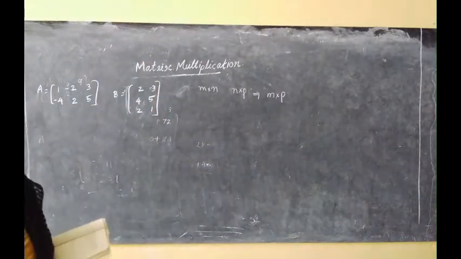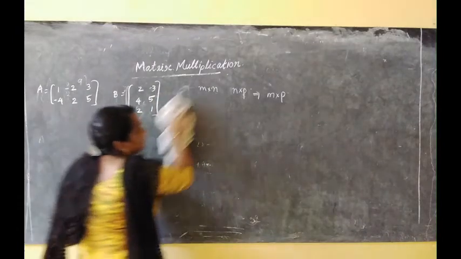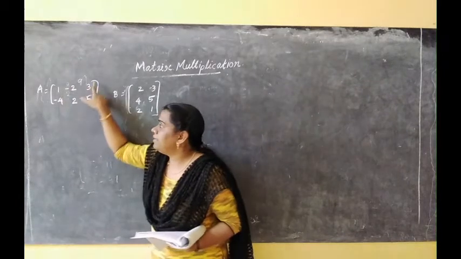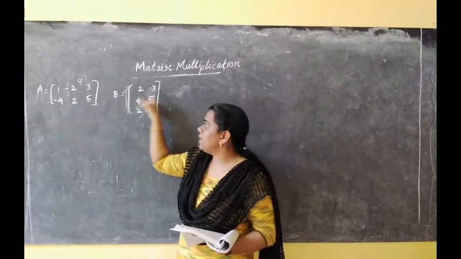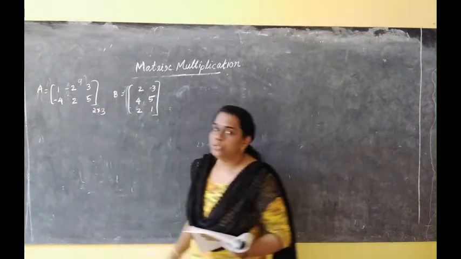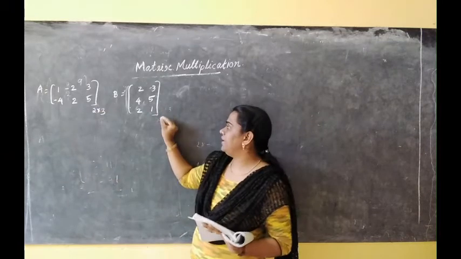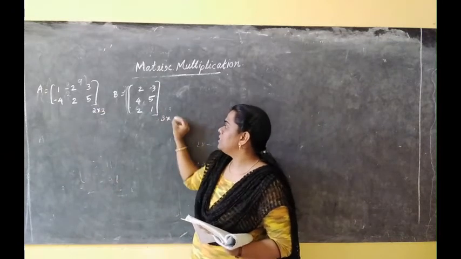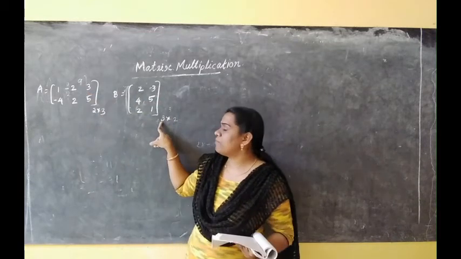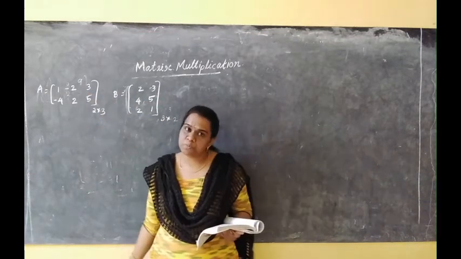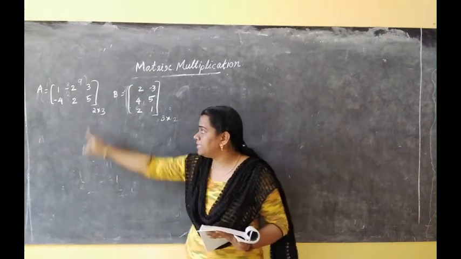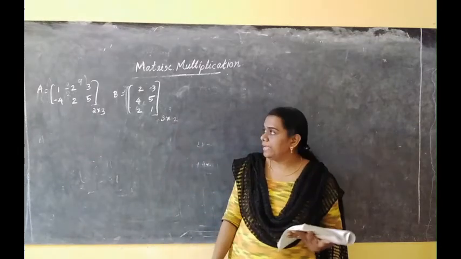Can we multiply? First of all, we have to check whether the multiplication is possible. What is the condition? The number of columns in the first matrix must be the same as the number of rows in the second. What is the order of this matrix? 2 by 3, 2 rows, 3 columns. And here it is 3 rows, 2 columns. The number of columns is equal to the number of rows, so the multiplication is possible. What will be the order of the resultant matrix? 2 by 2. Okay, let us multiply.